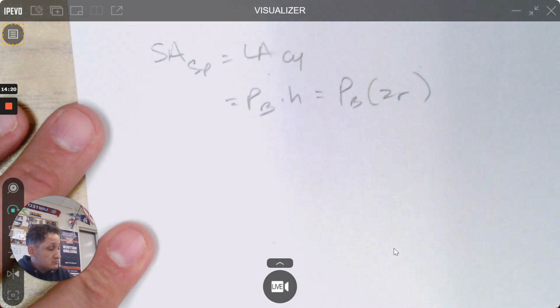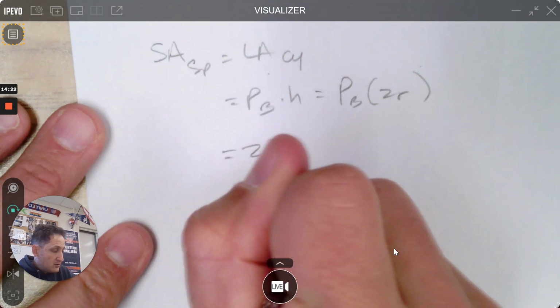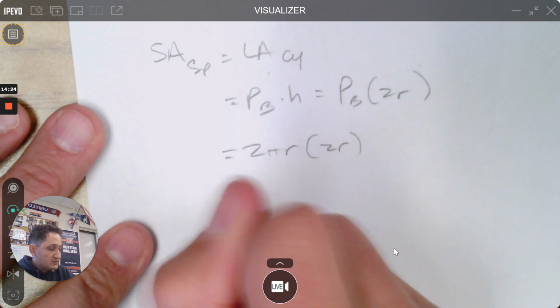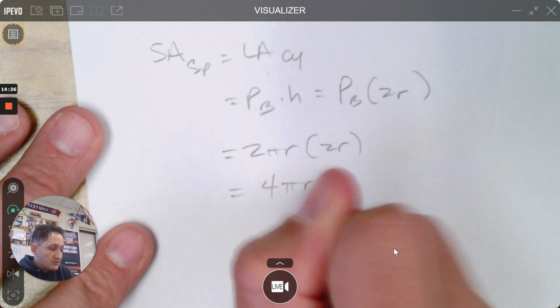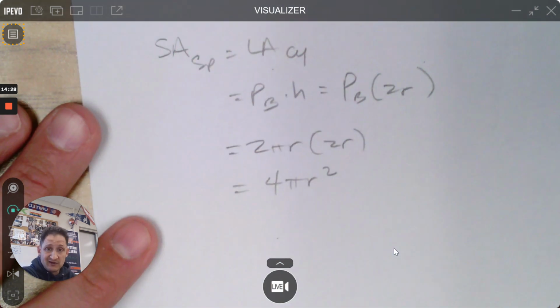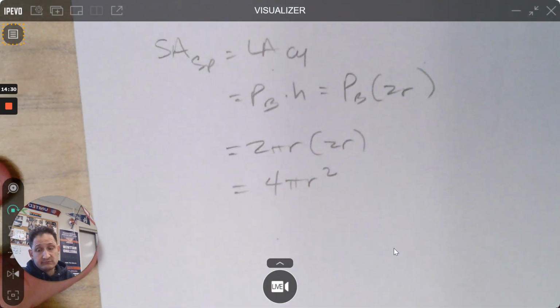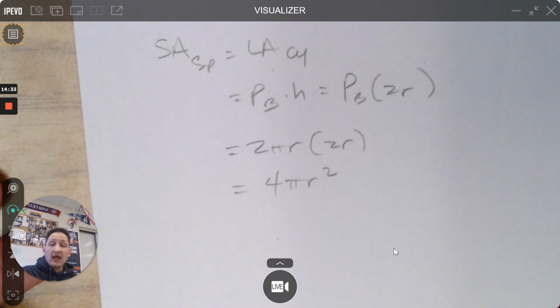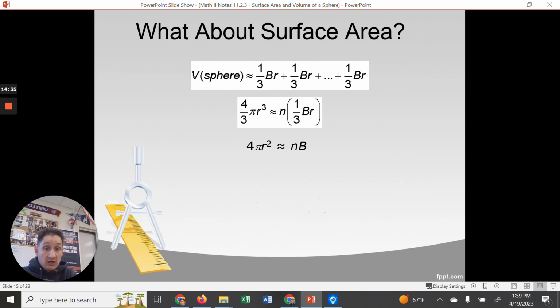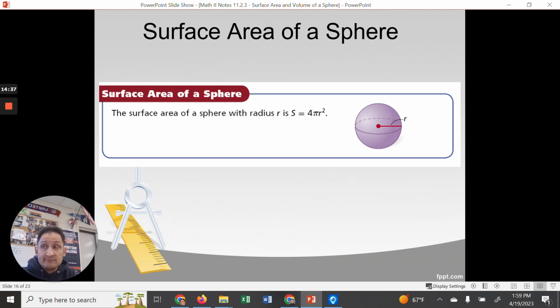And the perimeter is a circle. So I've got 2 pi r times 2r. 2 times 2 is 4. Pi, r and r is r squared. 4 pi r squared. That's all we did yesterday. Nothing too nuts. And yes, just like with volume, you just kind of have to know this one.